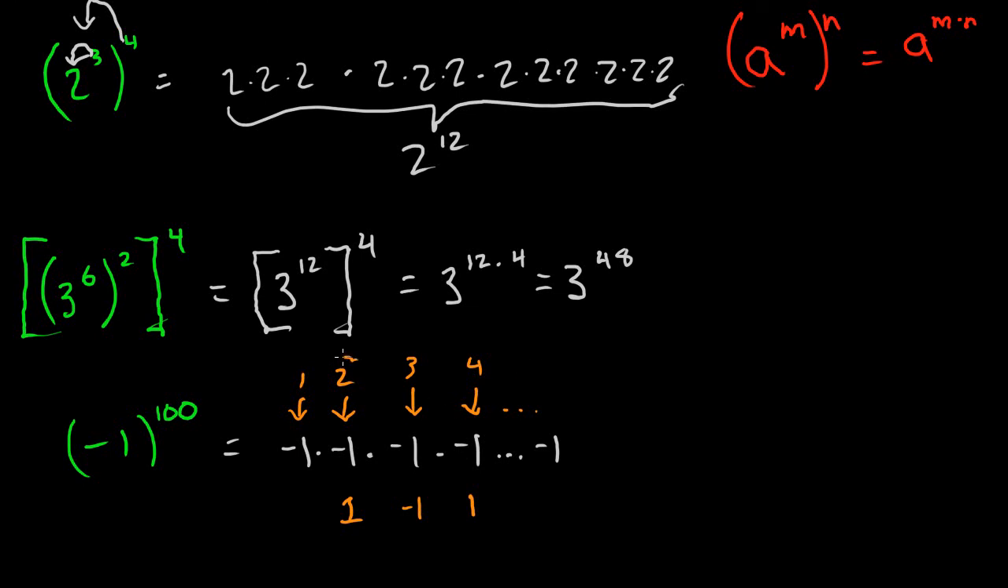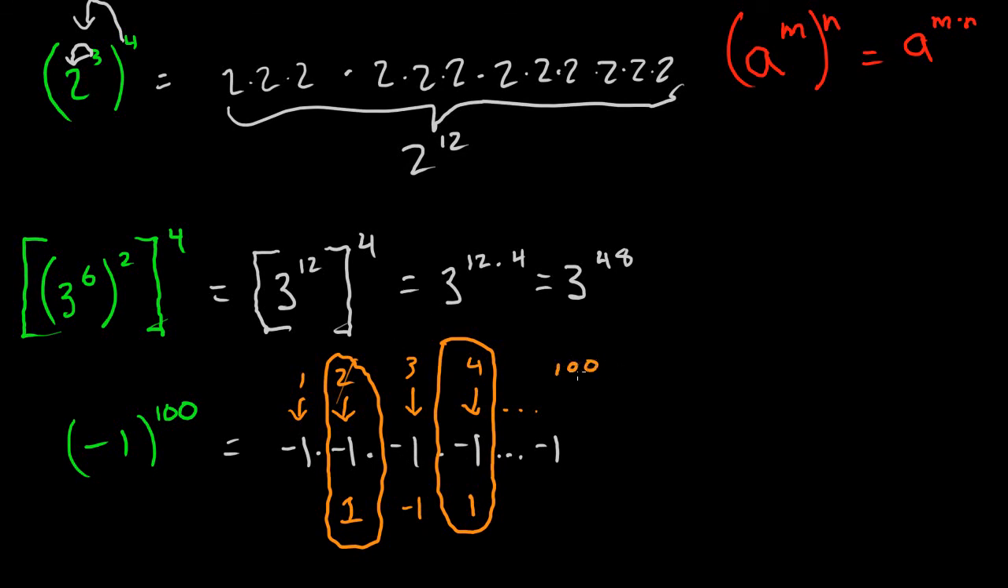And so when we were on even exponents, we had positive values of 1. And when we were on odd exponents, we had negative values of 1. So when we get down to the 100th -1, we would expect the answer to be +1. So (-1)^100 is just +1.